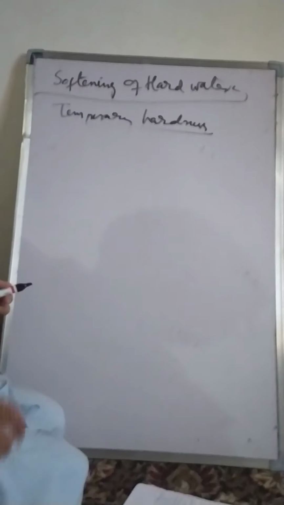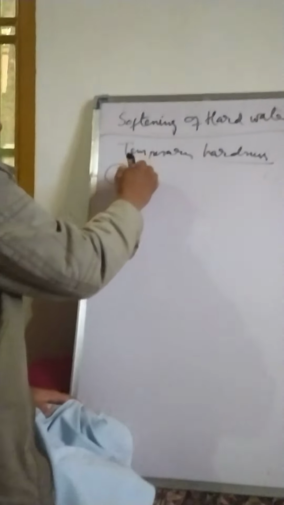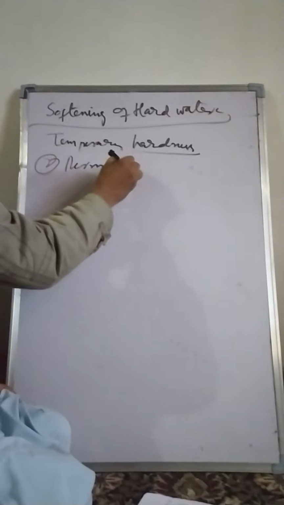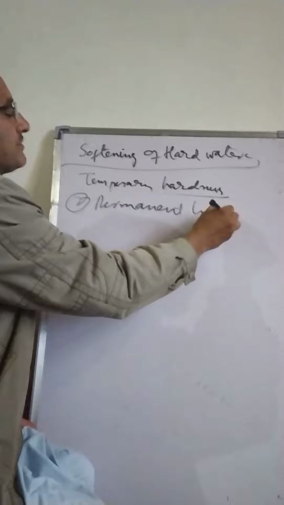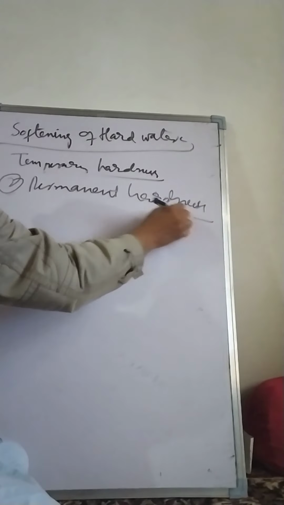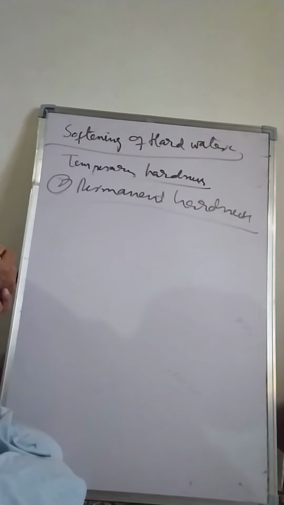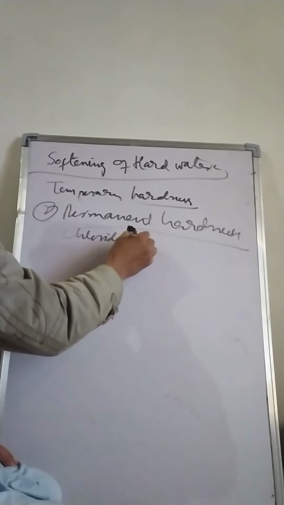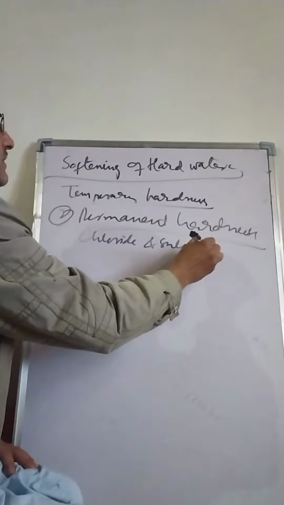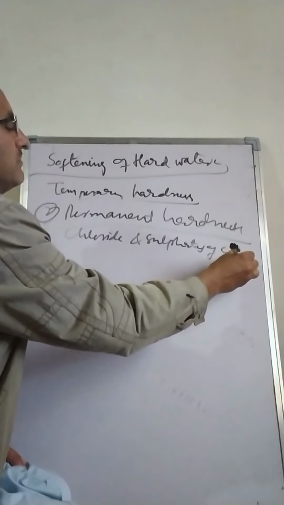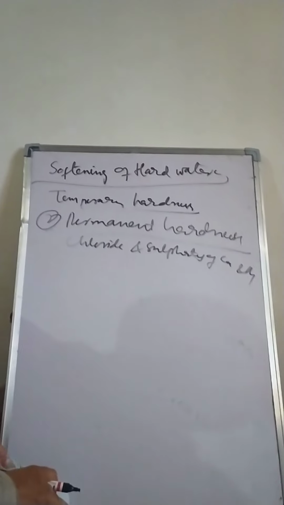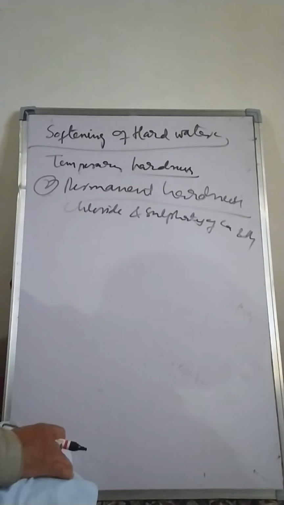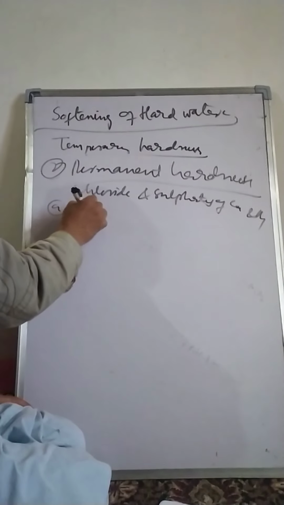Then we have permanent hardness. How can we remove permanent hardness? Permanent hardness, as you know, contains chlorides and sulfates of calcium and magnesium. So how can these be removed? One is by the washing soda method.